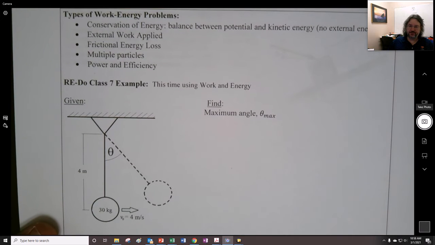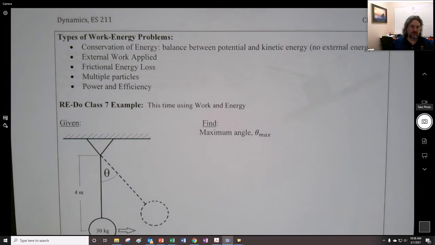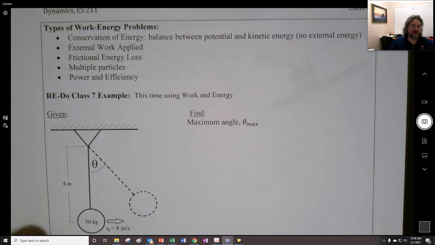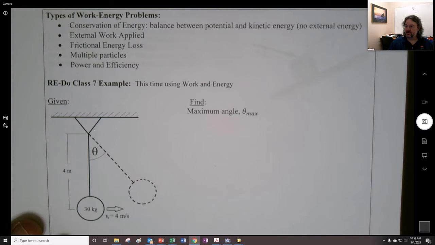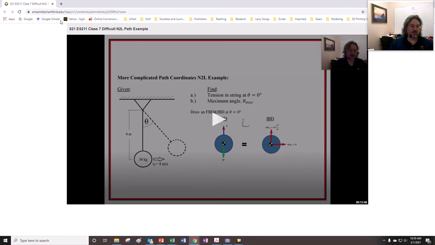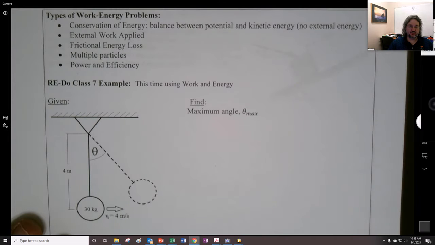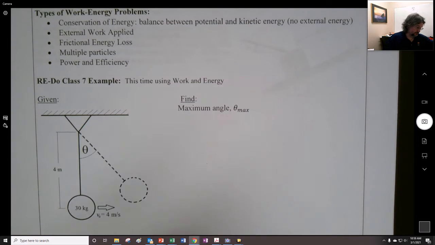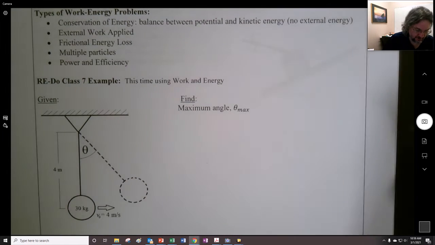Okay, so here is an example in the work energy, class 8. We're going to redo an example from class 7, and I already have a video for that one. It was called the difficult path example. This is the same example right here, but we're going to use work and energy, and we're going to find out that it's way easier to solve this problem using work and energy than it was to try to find it the other way. So what we wanted to do was find out what the maximum angle was going to be for this.